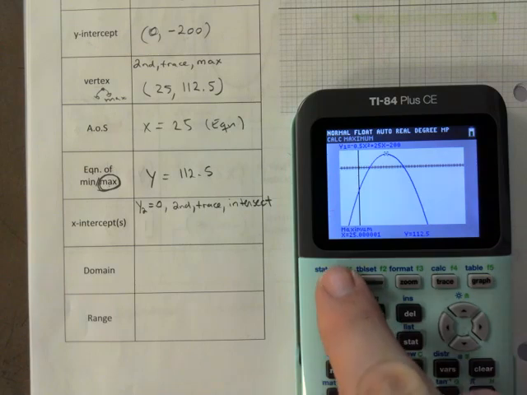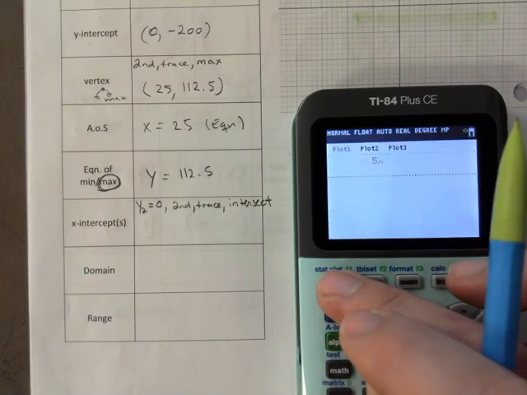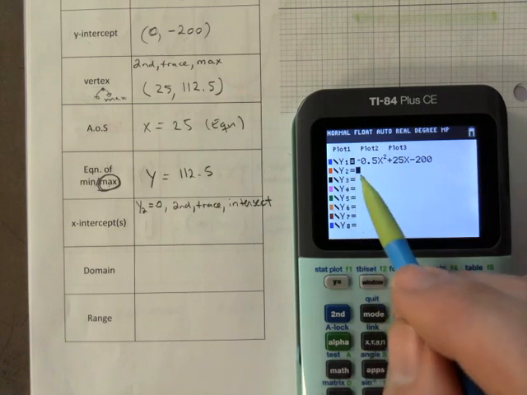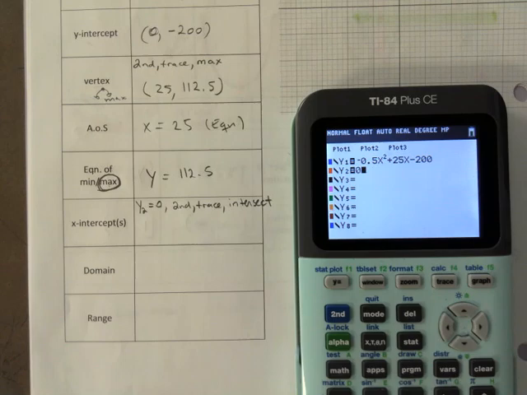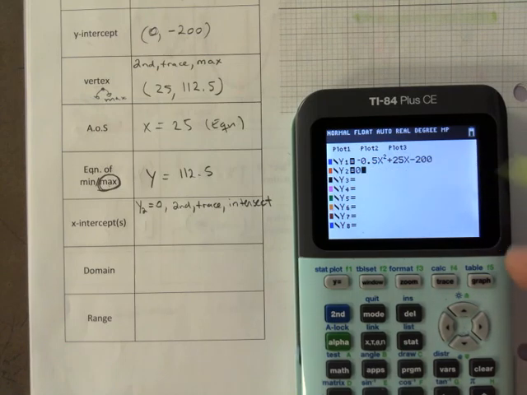So watch what we're going to do. We're going to say the x-intercepts are here and here, right? So we're going to trick the calculator. We're going to say, let's graph a line, y2 is equal to 0. That's a horizontal line, folks, okay? Hit graph at that point.